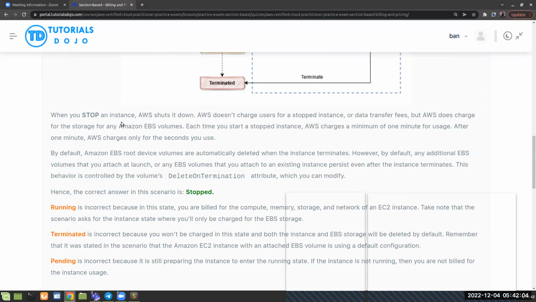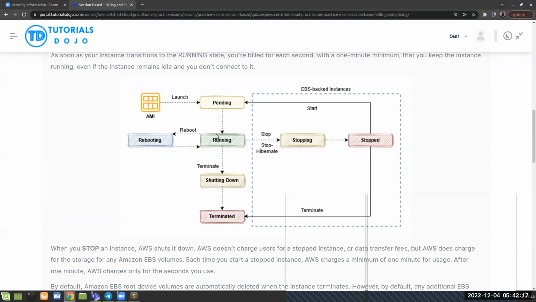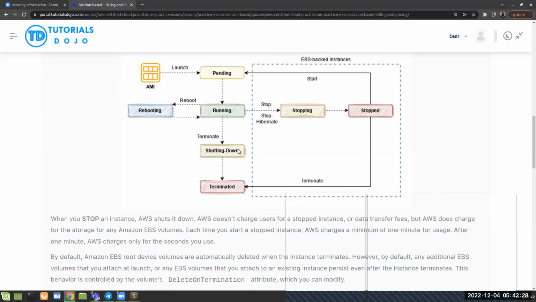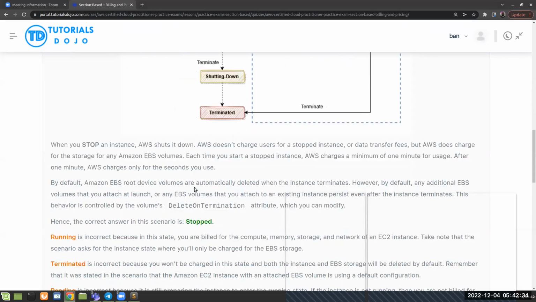When you stop an instance, AWS shuts it down. AWS does not charge users for a stopped instance or data transfer fees, but AWS does charge for the storage of any Amazon EBS volume. So when it's running, AWS will not charge you for the volume, right? But immediately you stop the instance, even though it's in the stopped state, the EBS volume, which is the storage, is assigned to you. So if the EBS is assigned to you, it cannot be given to another person.